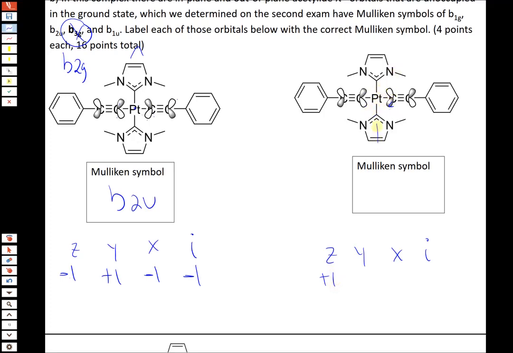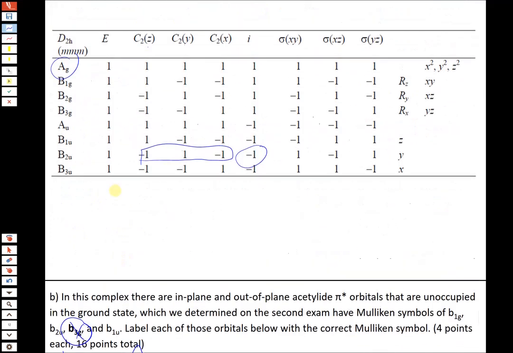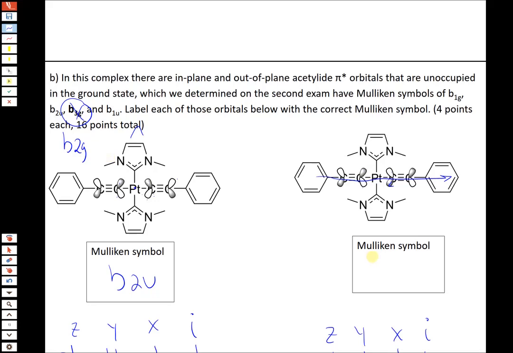For Y, we're going to have shaded onto unshaded, black onto white, white onto black, so that's -1. And then for X, which is horizontal, black onto white, white onto black, -1. For this one, if we go through the inversion center, we invert the same phase onto itself, so we get a +1, which means this one should have a g subscript. So +1, -1, -1, if we go back to the character table, is B1, for those 3 operations. And we just said it's g because it's symmetric for inversion. So this one would be B1g.